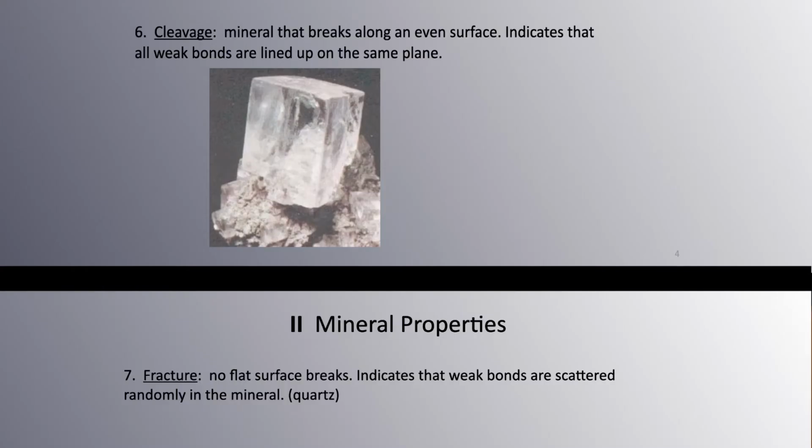6 and 7 are the ways that minerals break. When a mineral breaks, there's one of two options. It can either break along flat surfaces, which we call cleavage, or it can break along uneven surfaces that we call fracture. And cleavage and fracture, again, is a really useful way to identify a mineral, to narrow that list down.